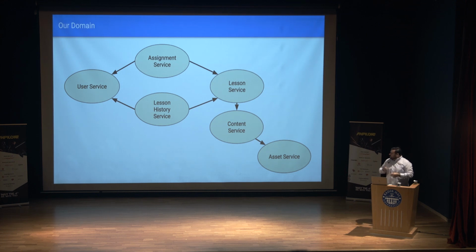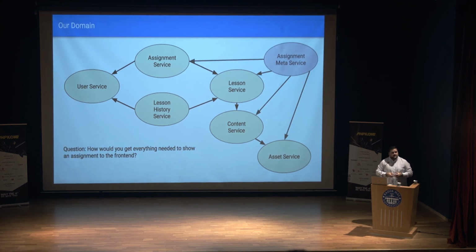And so the question comes, if we want to display an assignment to the user on the front end, how would you do that? Well, we could naively query the assignment service and then query the lesson service to get every lesson belonging to that assignment, and then query the content service for every single lesson, and you wind up with this gigantic explosion in queries where the front end would have to make maybe 1,000 requests to render one assignment. And so instead, what we did is we built a meta service.